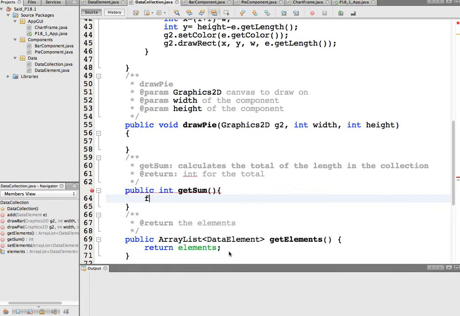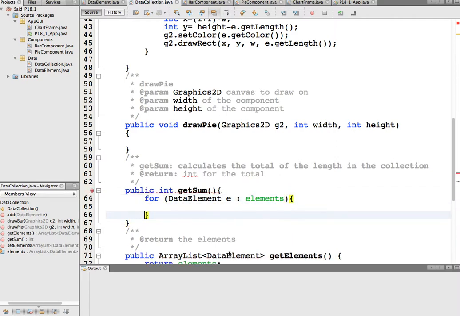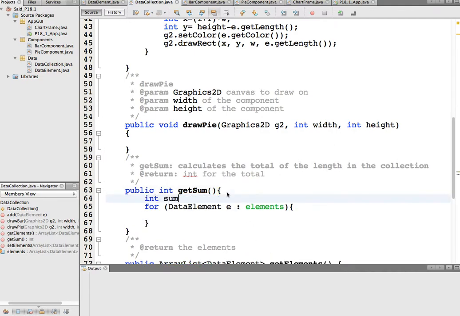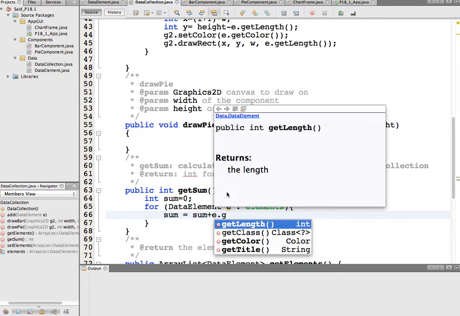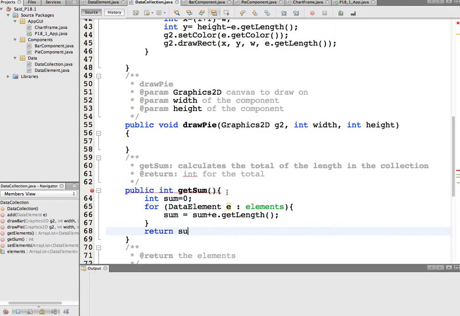and to calculate the total we'll say for each data element E in the elements, and you probably want to start by sum equals 0, and you will say sum equal sum plus E dot get length, right? And then at the end you return sum.